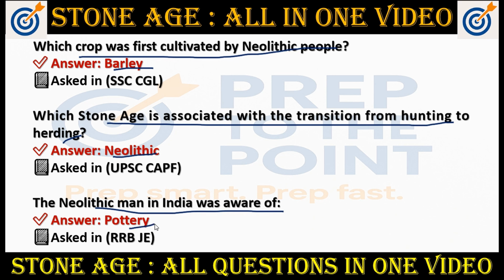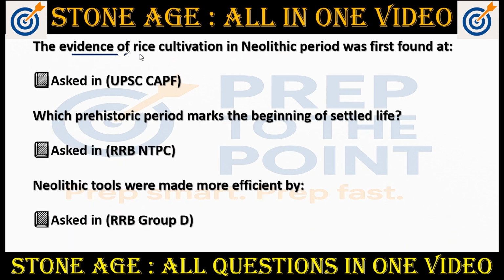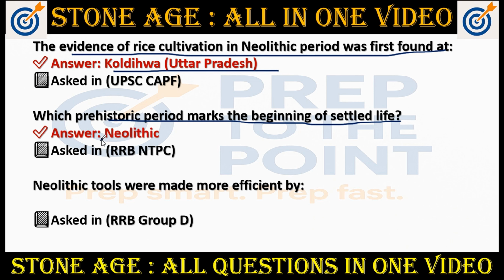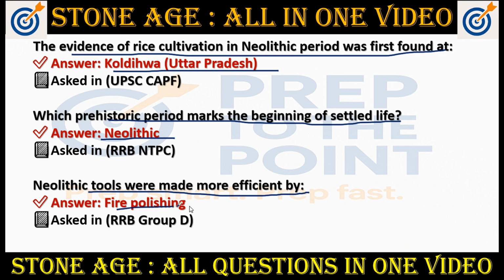The Neolithic man in India was aware of pottery. The evidence of rice cultivation in Neolithic period was first found at which site? It is Koldiha, Uttar Pradesh. Which prehistoric period marks the beginning of settled life? It is Neolithic age. Neolithic tools were made more efficient by fire polishing.